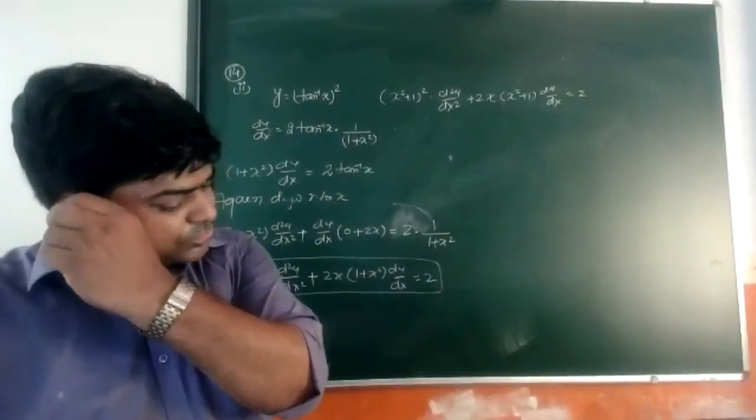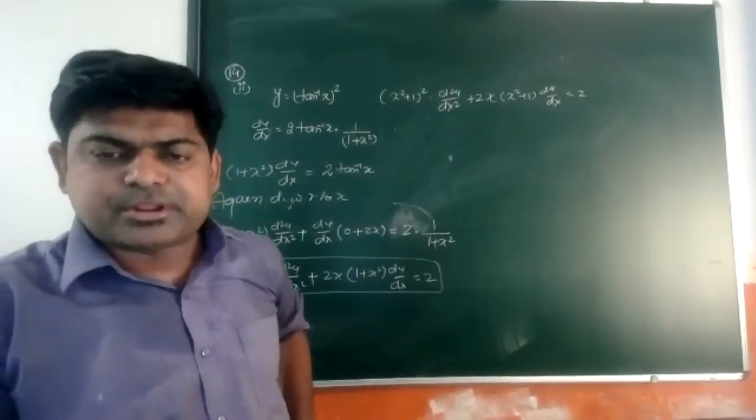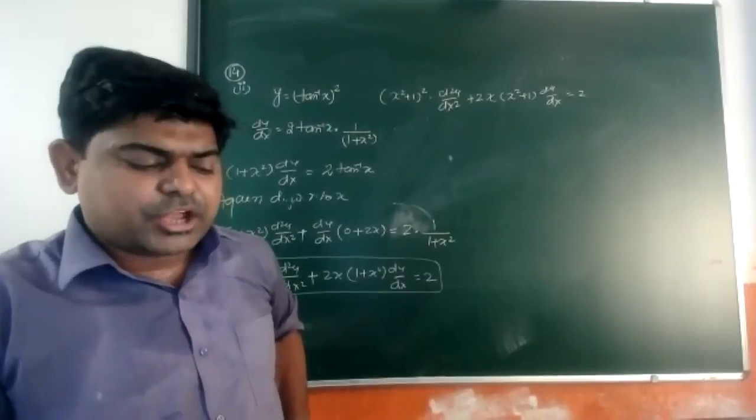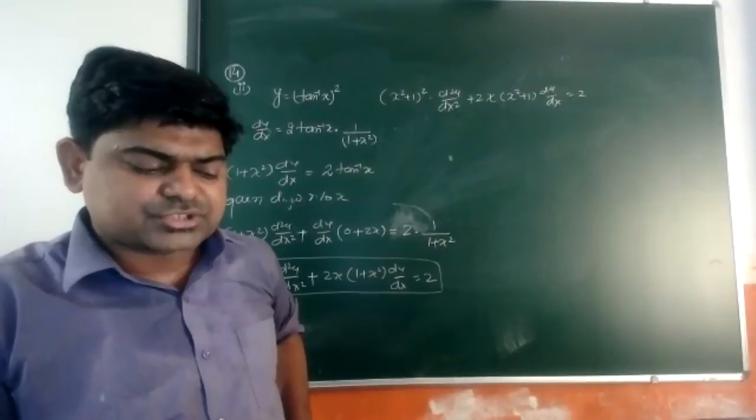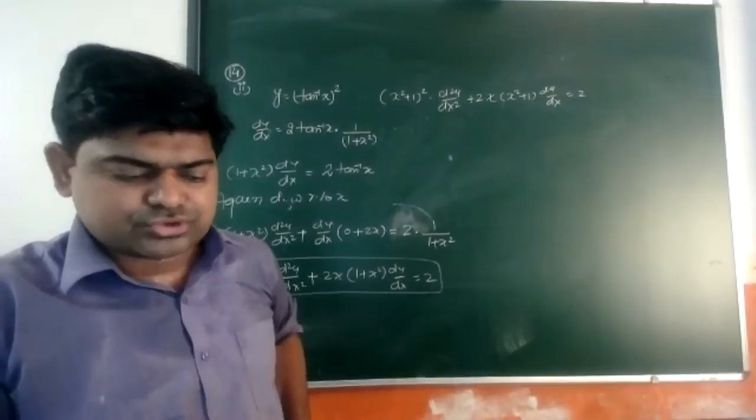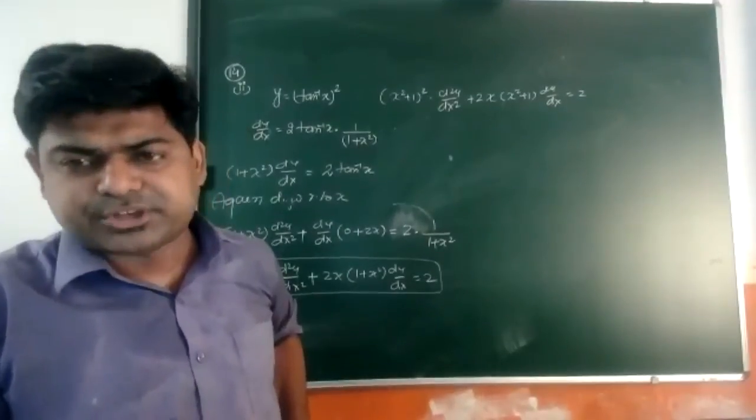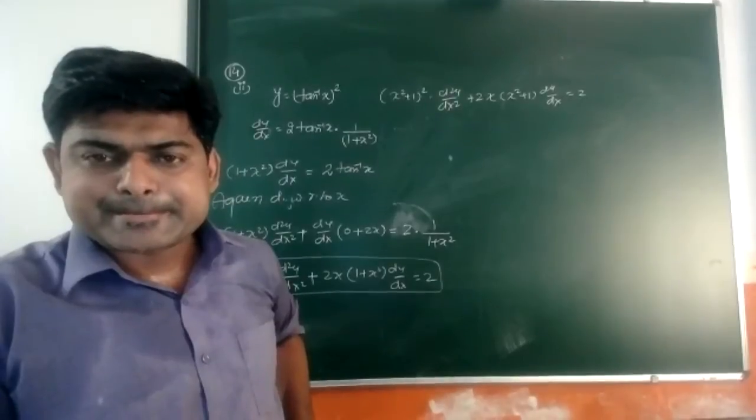Question number 16. You can see that a function of a function has been given: y is equal to cos, inside the bracket sin x, and we have to prove that d2y by dx square plus tan x dy by dx plus y cos square x equal to 0. This question came in 2017. Can you solve it?